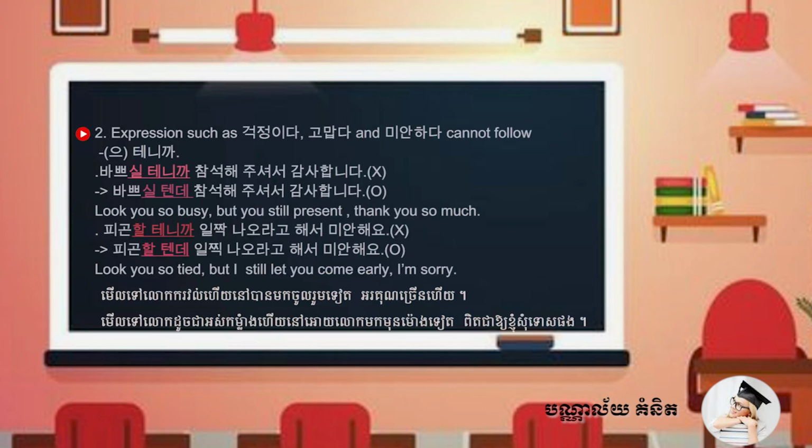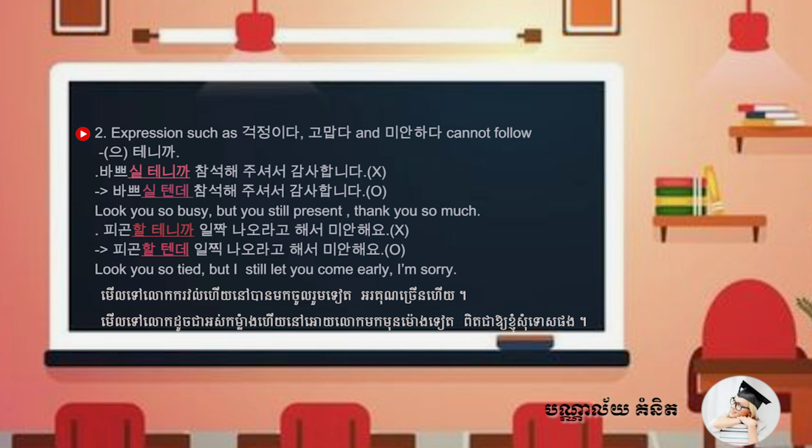Note 2. Expressions such as 걱정이다, 고맙다, and 미안하다 cannot follow 을 테니까. Now we're seeing about these three words, right? 걱정이다 means worry, 고맙다 means thank you, and 미안하다 means sorry. So you think about these three words, not a suggestion, or not advice, right? So we cannot use them with 을 테니까.